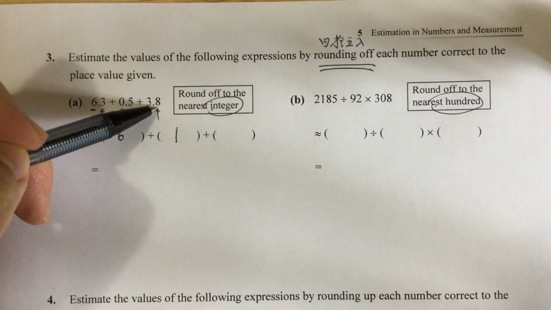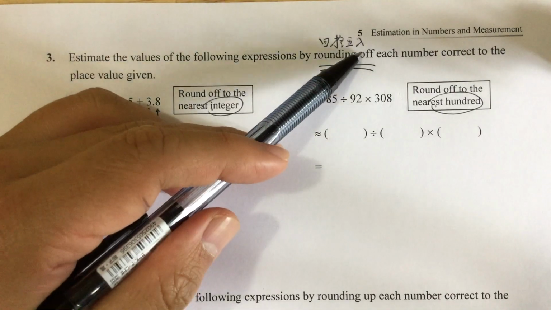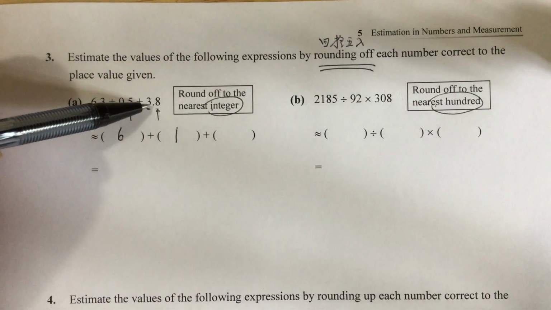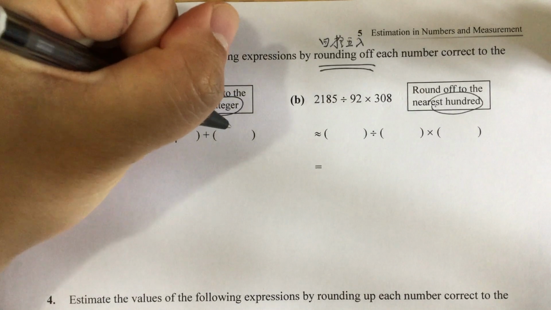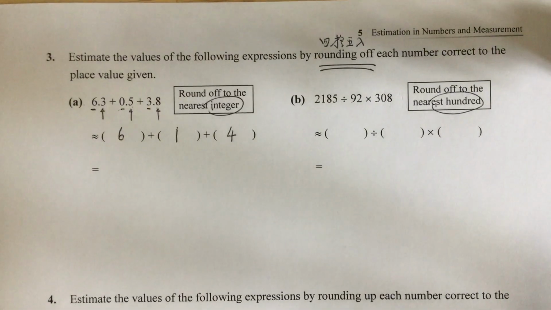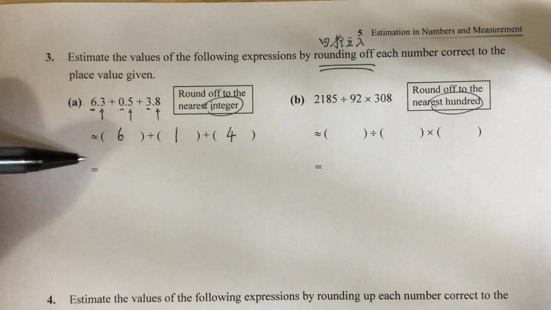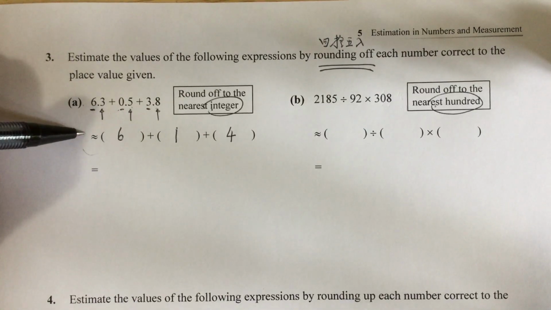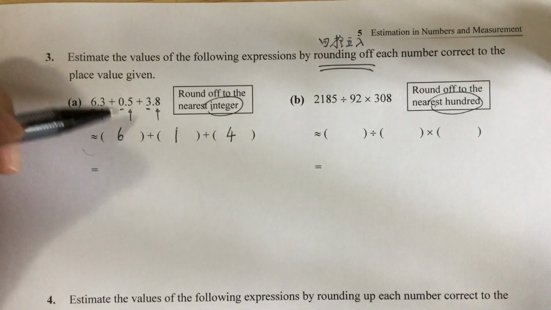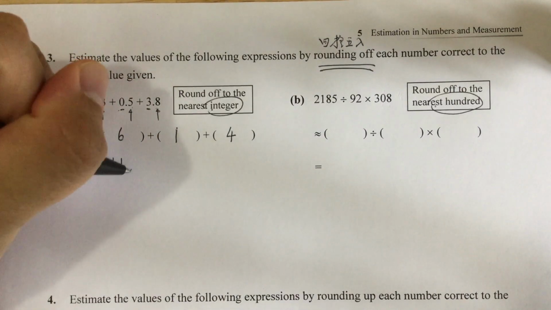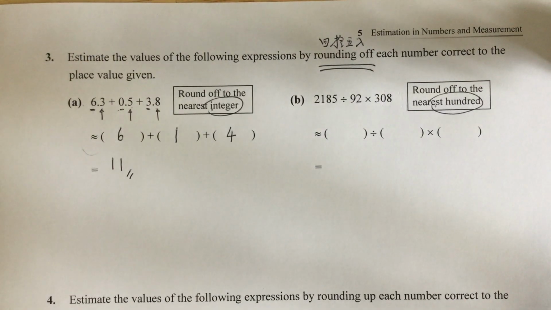And then for 8, once again, this time it is bigger than 5, so I will make one more bigger for 3. This is 4. So we have the answer for this. This is 6 plus 1 plus 4. You will see, use the approximate symbol, not the equal symbol here. Okay, 6 plus 1 plus 4 is approximately 11. Okay, we finish this question.